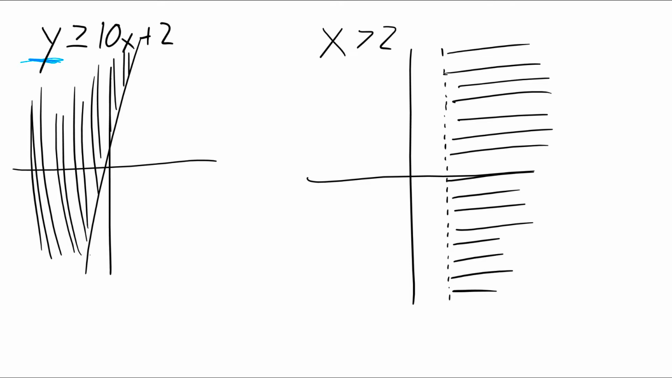So when we have our inequality set to x, we shade left or right. When it's set to y, we shade up or down. All right, let's look at a couple more.